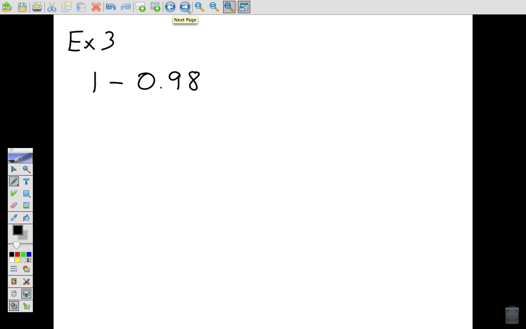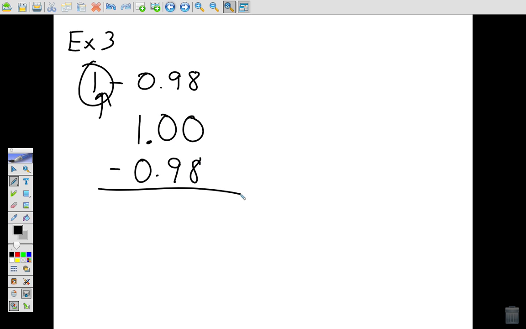All right, example 3. A problem like this is a lot like taking $1 minus 98 cents. So 1 minus 0.98. Now remember, where is the decimal in a whole number? Well, it's right to the right of it. Now here I can add 2 zeros. Remember, adding zeros to the end of a decimal doesn't change its value. Move the decimal straight down. Now I need to borrow from the 10, and I get 0.02. Or in other words, $1 minus 98 cents is 2 cents, and that makes sense.